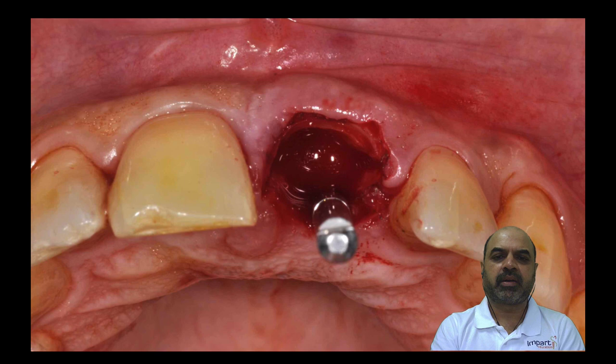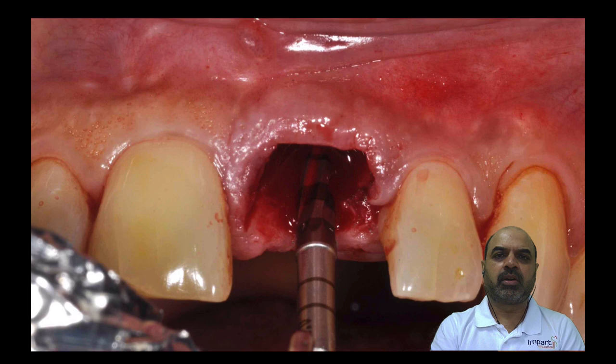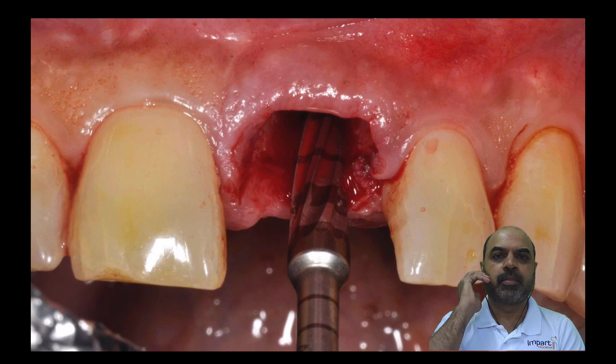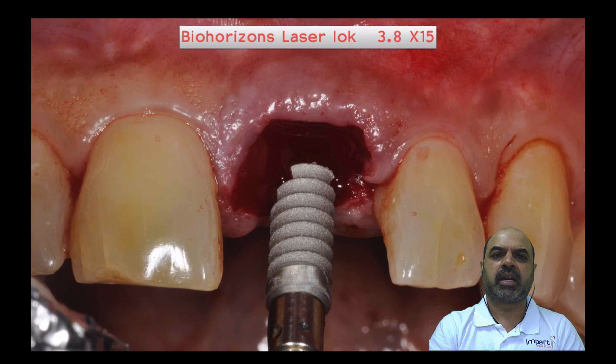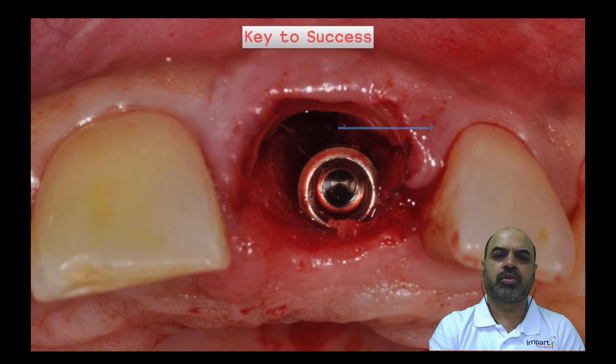We use some osteodensification drills over here to densify the osteotomy site so as to achieve good primary stability for our implants. So this again is the osteodensification principle that's being used. That is the implant that's being placed into the osteotomy site. And here again lies the key in the success of the treatment.